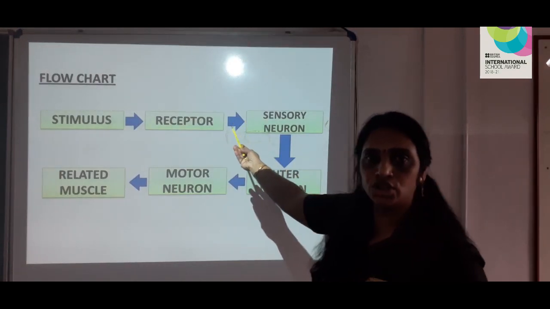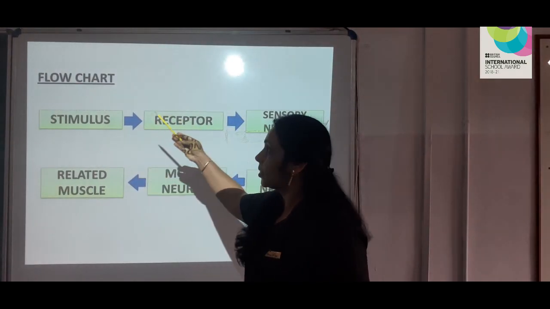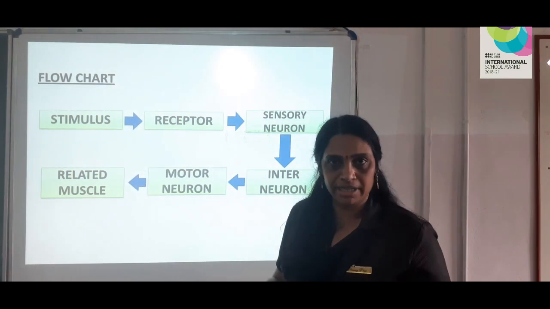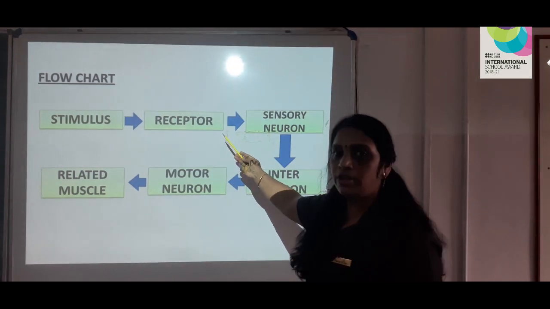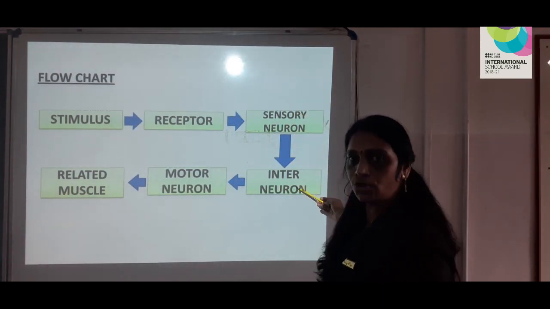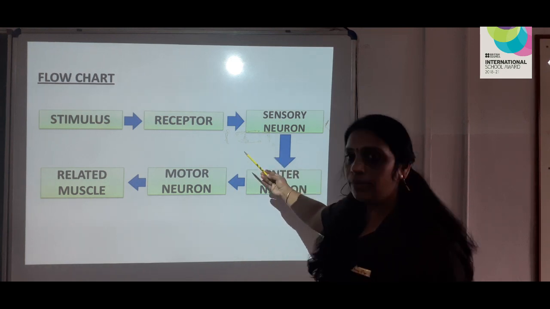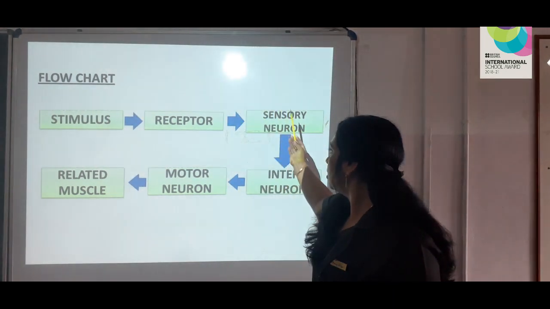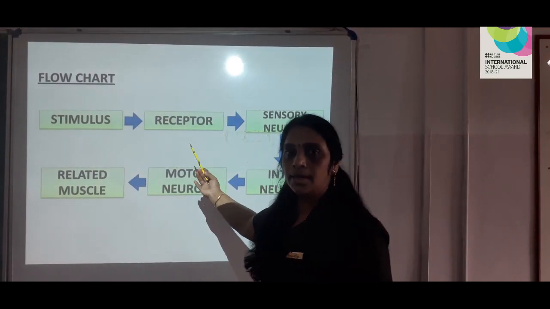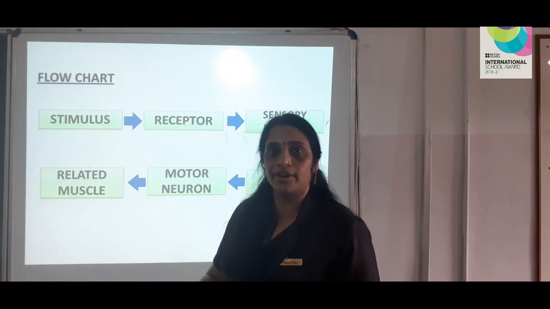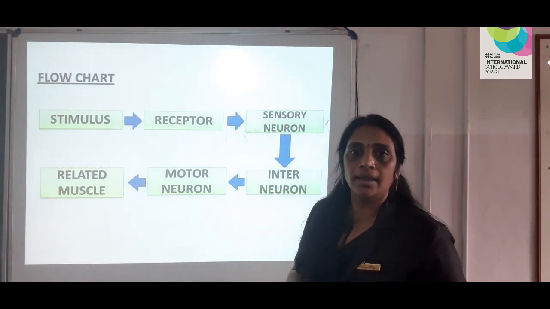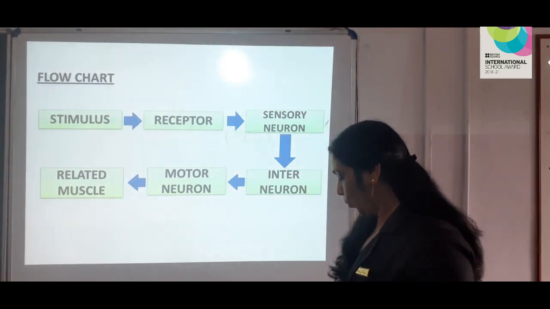Here you can see the flow chart. Stimulus, and receptor will receive the stimulus in the form of impulses, and the impulses will be received by the sensory neuron, and then to the interneuron. The interneuron will be connecting the sensory neuron to the motor neuron, and from motor neuron the impulses in the form of response reaches the related muscles of the hand, and the hand is withdrawn.